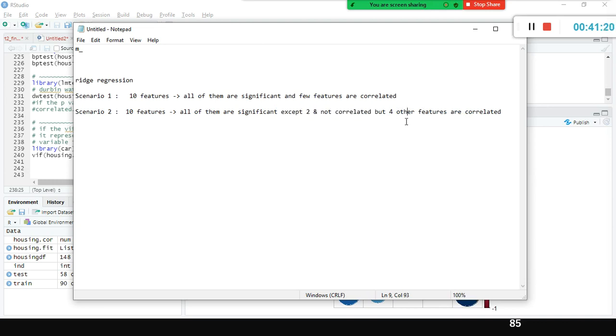See, in this case, what will happen? These 2 variables are not at all significant, but still ridge regression will include them in the model. It will address only the 4 features that are correlated, and also it will include the insignificant features, and then the addressed correlated features. So it is not doing the feature selection. It addresses only the collinearity problem, whereas it is not doing the feature selection, because it includes all.